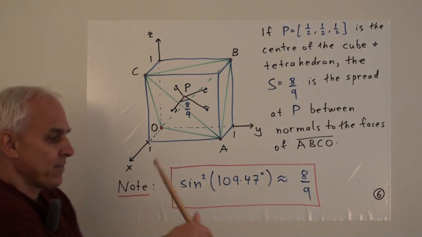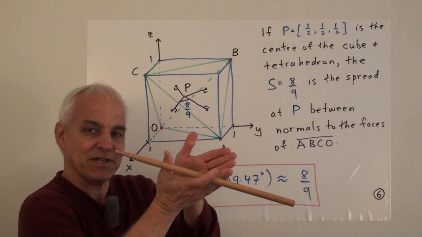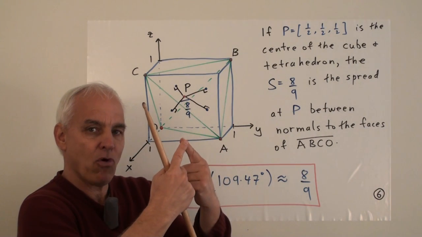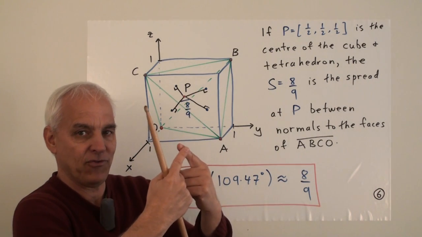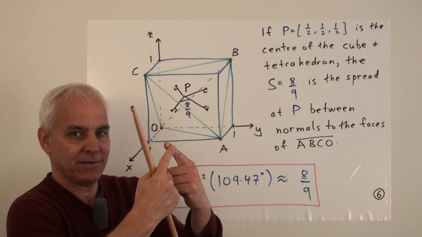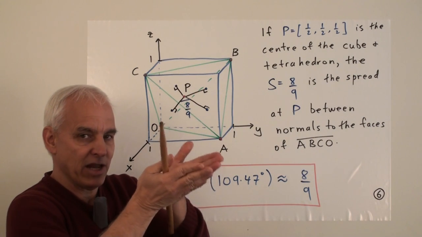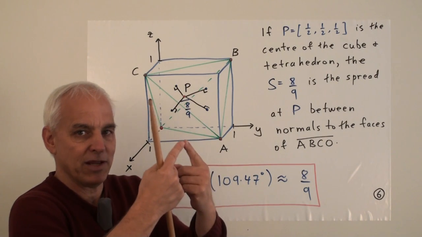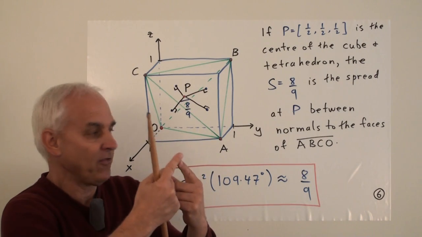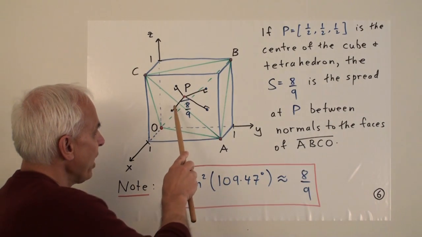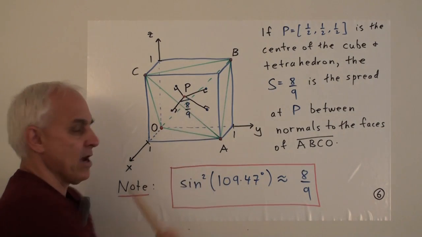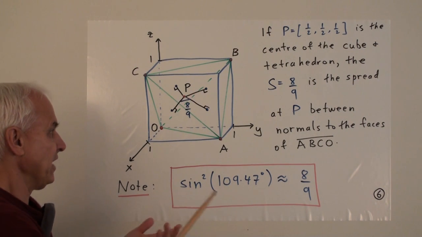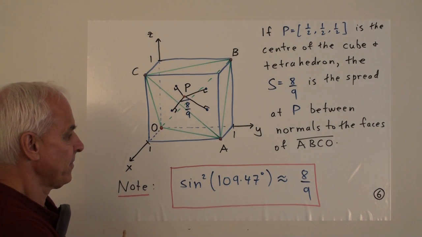Now, the spread between two faces of the tetrahedron is the same as the spread formed by the normals to those faces. So we've calculated the spreads between the two faces, which means that we've calculated the spreads between the two normals to those faces. So we can say that the spread between this normal and that normal is 8/9. In fact, the spread between any two of these faces will be 8/9.